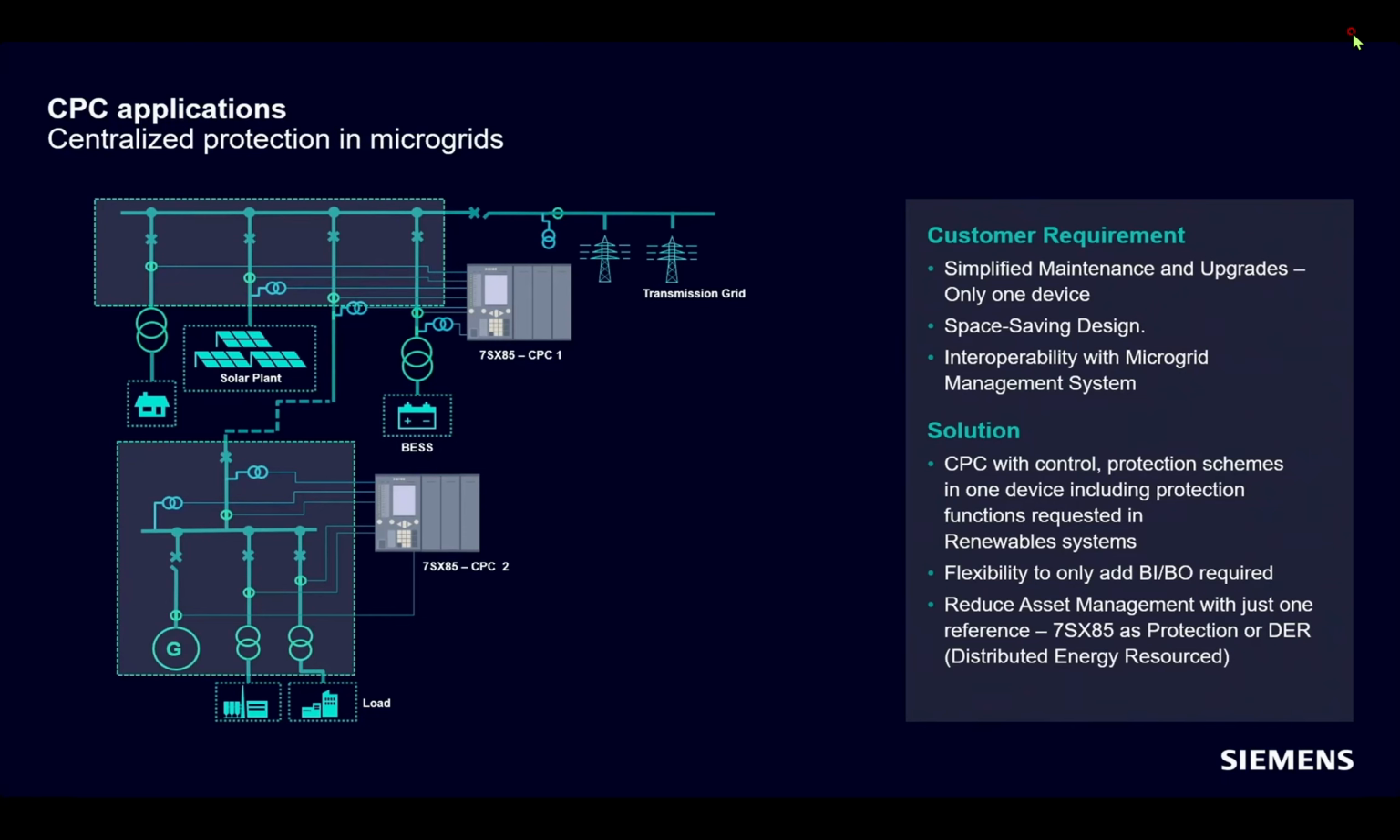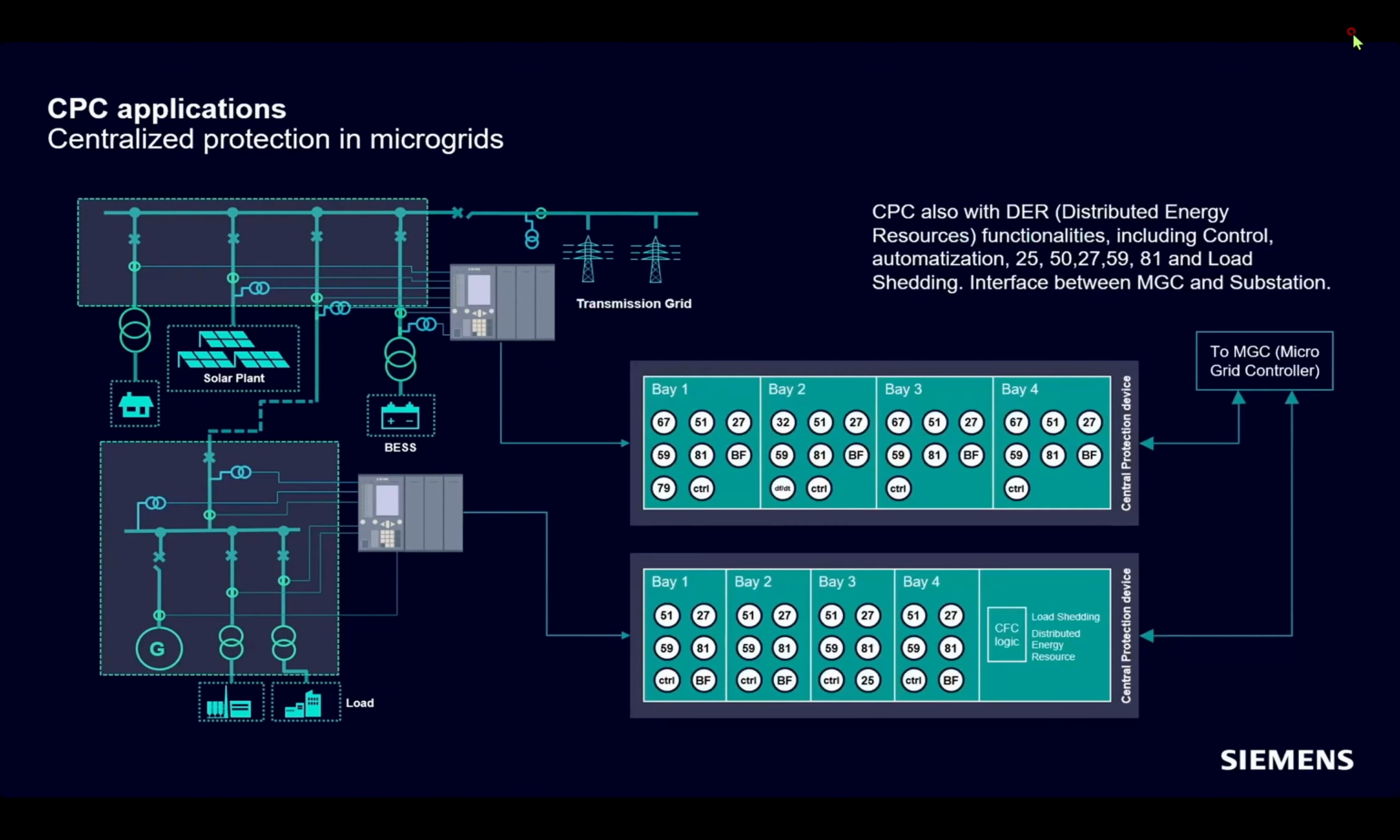Flexibility in CPC with the 7SX85 to add only the protection functions required, including hardware modularity to add only the binary inputs or outputs required. Also included are communication ports capable of communicating with a microgrid controller using standard protocols like IEC 61850 or Modbus TCP. Then let's take a closer look at this application.